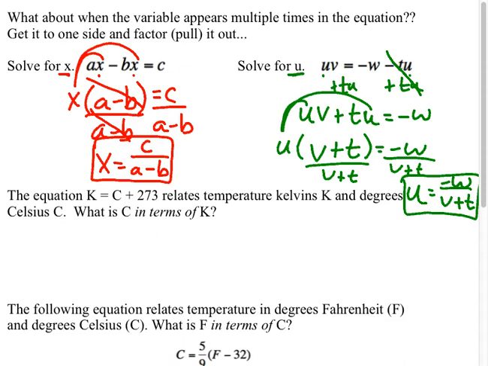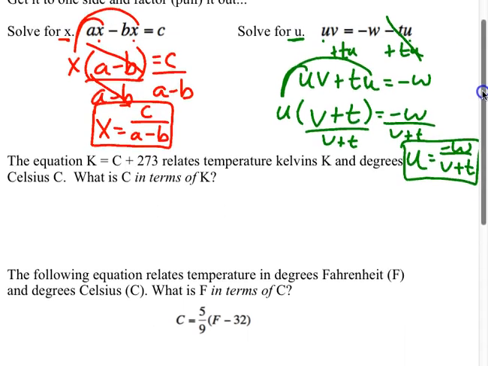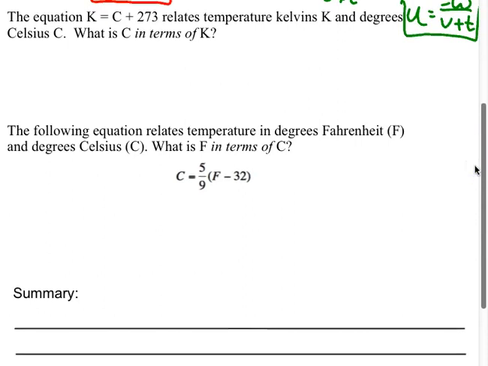All right, so let's work through our two quick word problems, and then we'll call it a day. So that equation relates temperature in kelvins and degrees in Celsius. What is C in terms of K? So C in terms of K. What that means is we want what C equals using some expression of K on the other side. Okay, so again, that's just a fancy way of asking, well, solve for C, and then K is going to be on the other side with all this stuff. We can calculate C using that K.